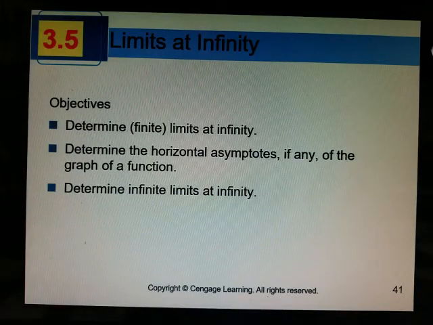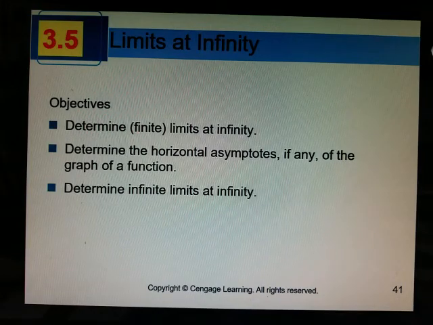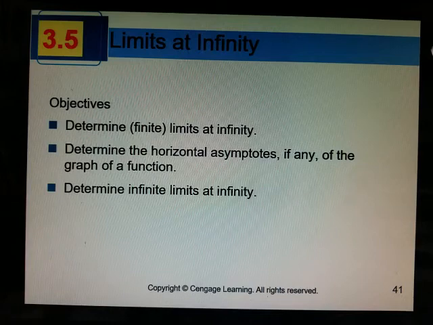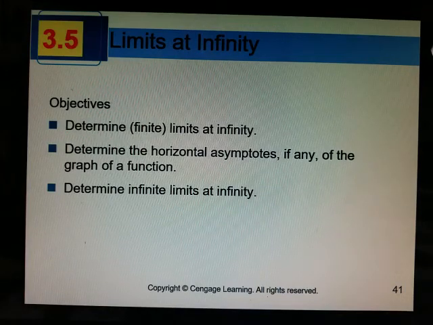All right, limits at infinity. Basically, today we're going to be working a lot with our Bobo and Betsy from before and determining the horizontal asymptotes, if any, of the graph of a function. And then determine infinite limits at infinity. Here we go.